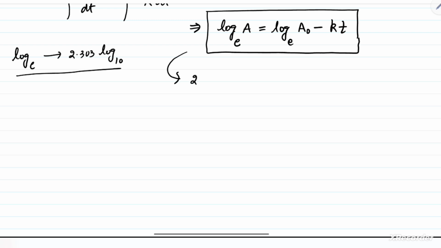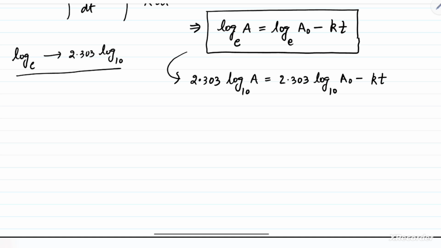So this will be 2.303 log base 10 A is equal to 2.303 log base 10 A naught minus kt. Because there is no log here, we don't need to put 2.303 here. Wherever we have log e, that has to be multiplied by 2.303.